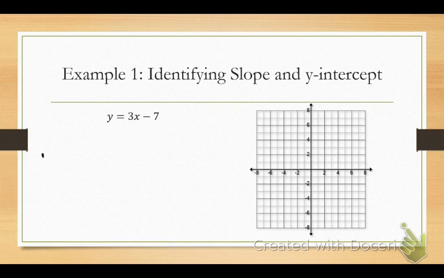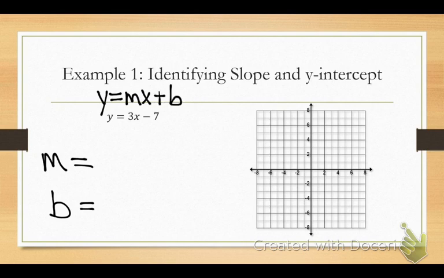Here's the first thing I want you to do. What is your slope? And what is your y-intercept? Again, we have to pull out these values so we know where to plot the points on our graph. Okay, so again, my starting point is my formula. Y equals mx plus b. So which number did I plug in for m?